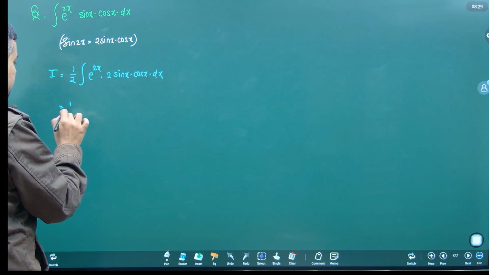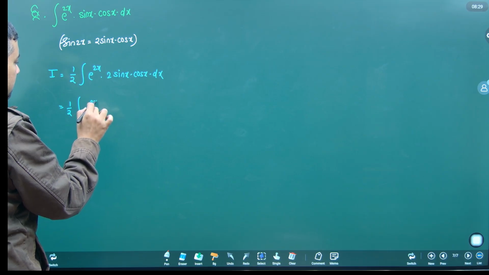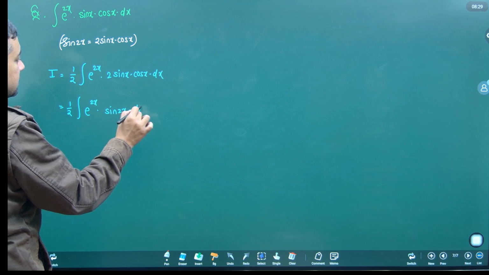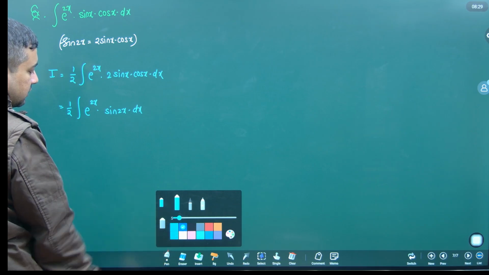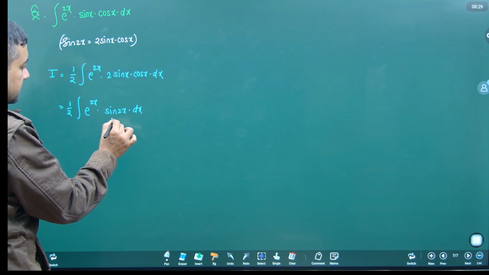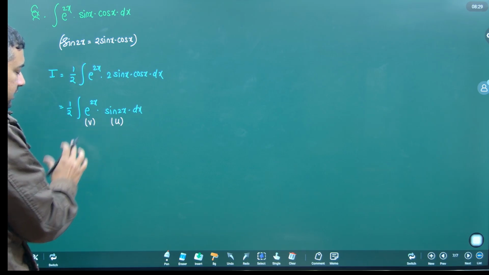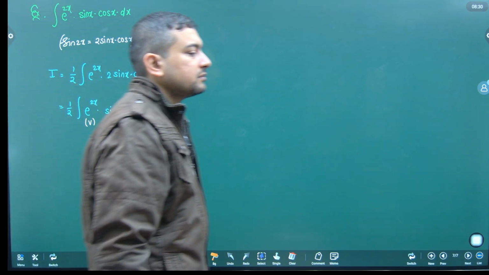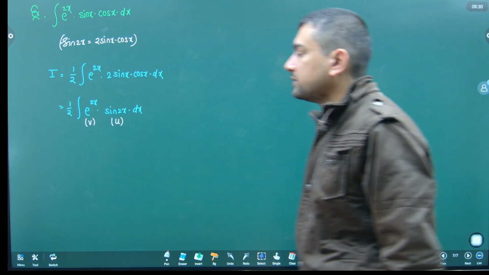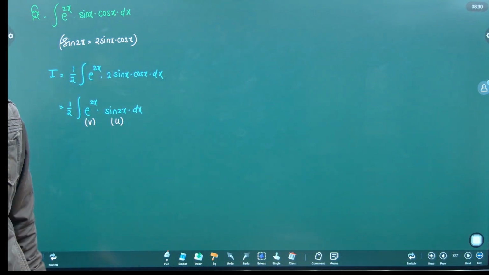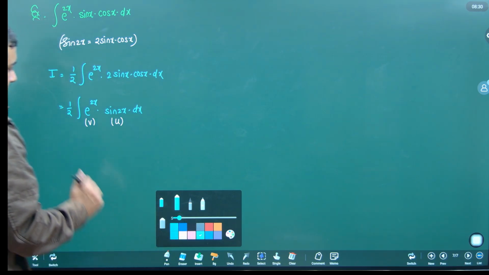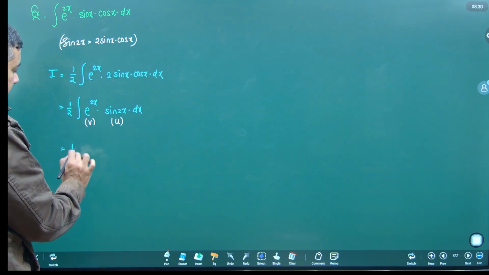So my example becomes 1 by 2 integral e to the power 2x into, what is 2 sin x cos x? It is sin 2x. Now this I can solve. Why? Because it is in the form of u into v. This is exponential function, this is trigonometric function, this becomes my u, this becomes my v, and let us apply u into v. You can pause the video here, solve by yourself, and at the end you can refer to the answer.